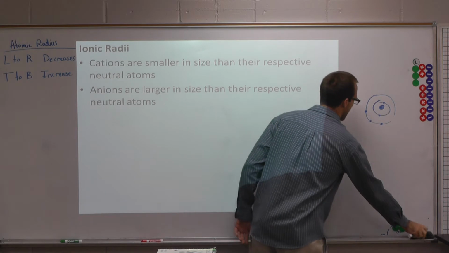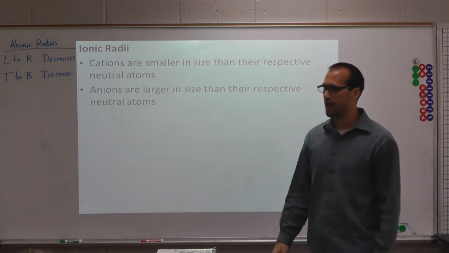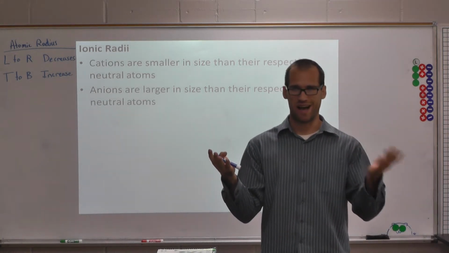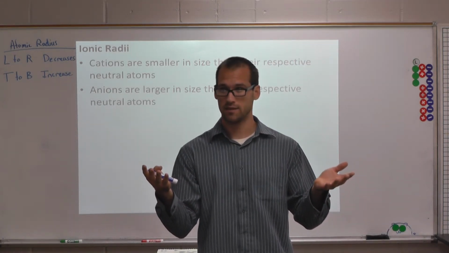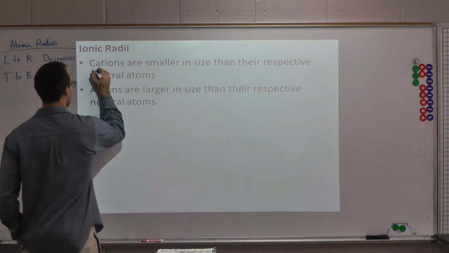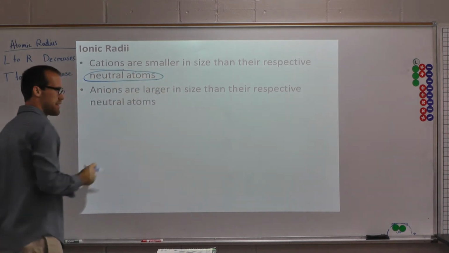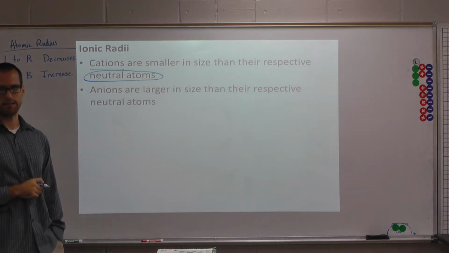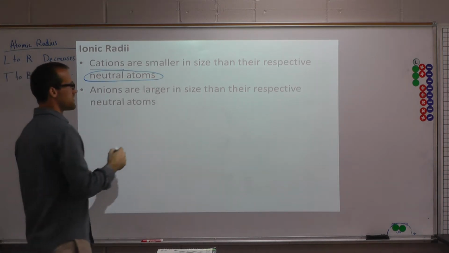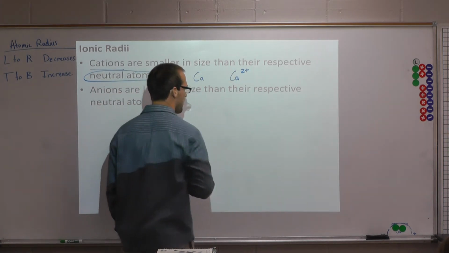All right, ionic radius. This should be probably the easiest to explain. However, this has nothing to do with location on the periodic table. This is just comparing a neutral atom to its ion form. Does that make sense? So let me explain what I mean. It says cations are smaller than their neutral atoms. Let's try to identify what a cation is then. Positive. So let's say I had a calcium atom and then I gave that calcium a 2+ charge.